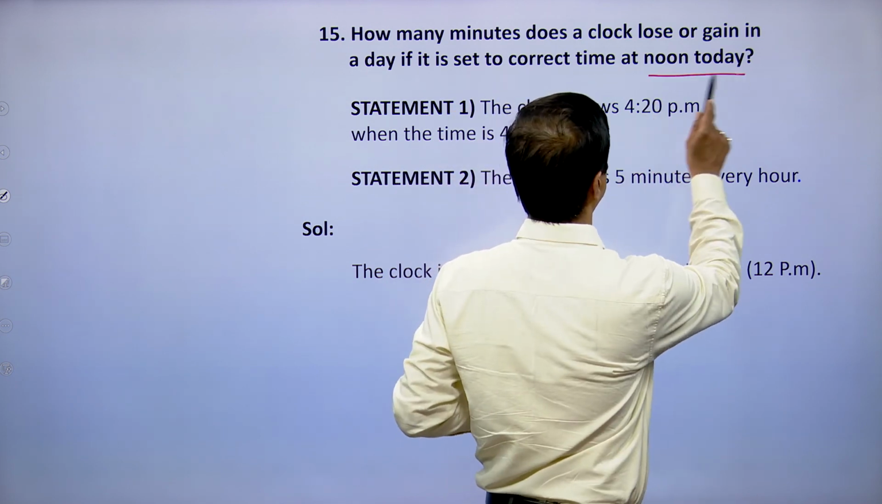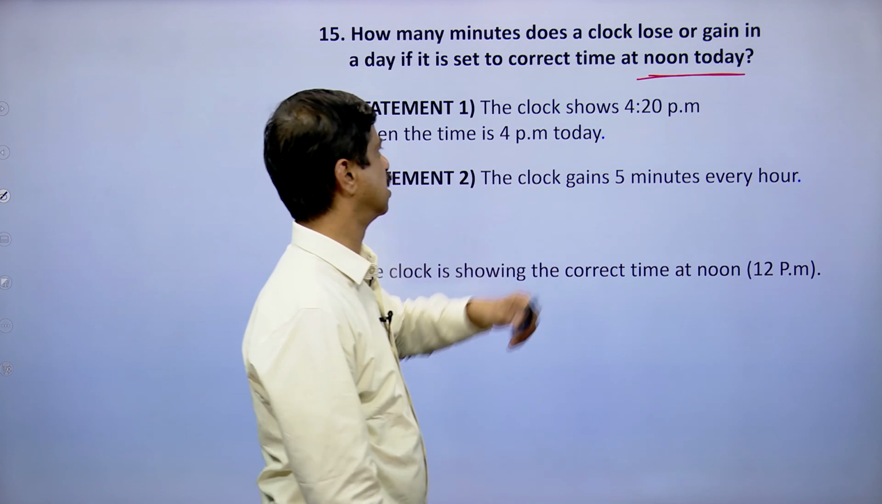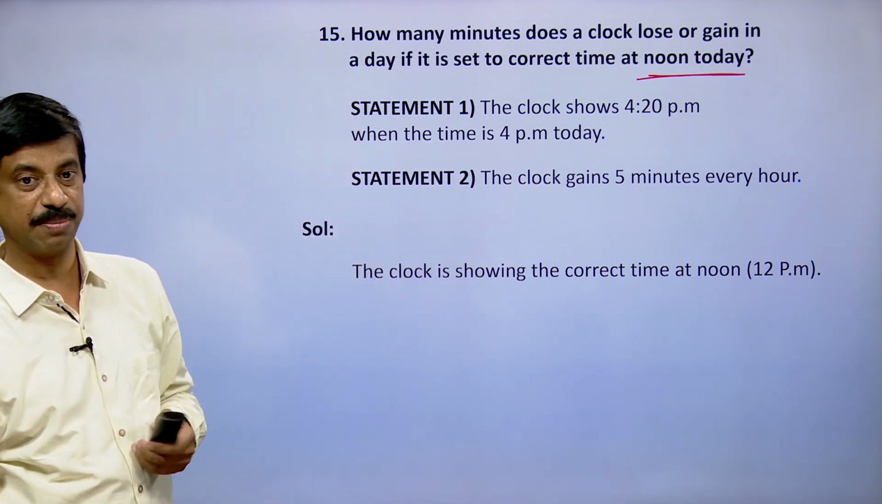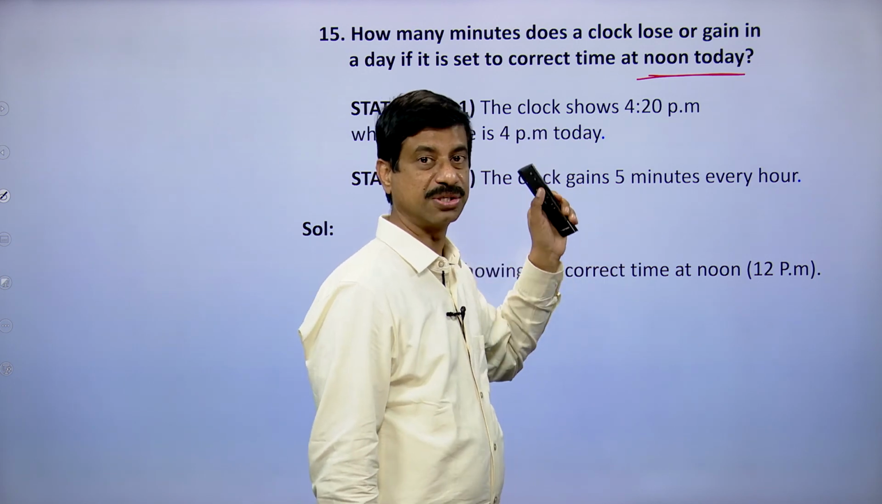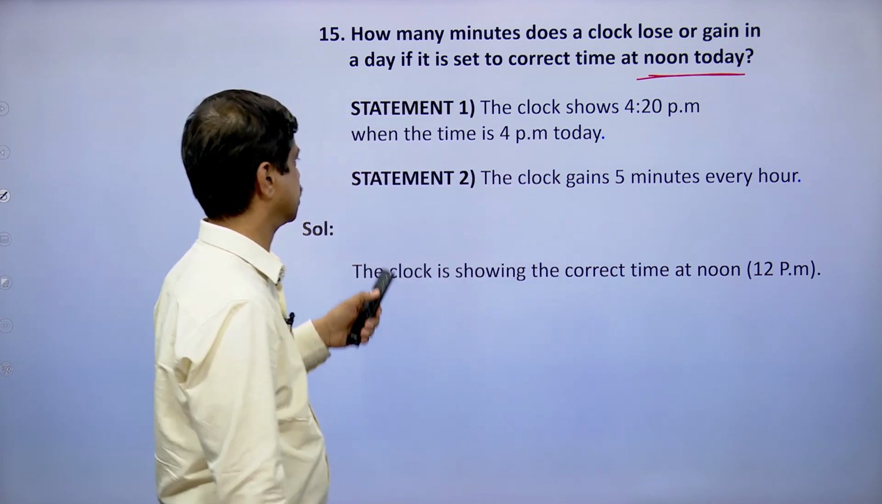Means from 12 o'clock to 4 o'clock it has gained 20 minutes. That means when the actual time is 4, it is showing 4:20. So, in just 4 hours it has gained so much.